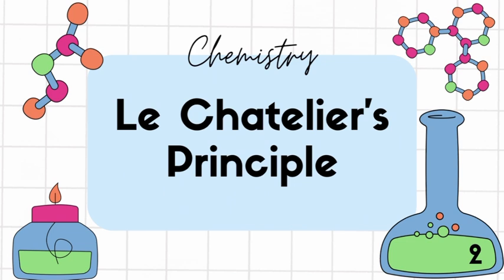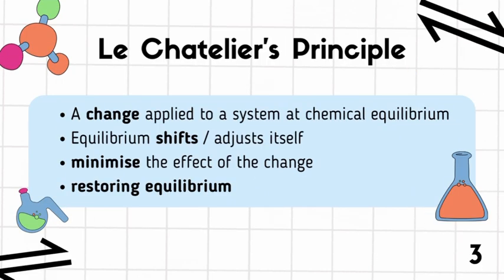This analogy aligns with our topic today, which is Le Chatelier's principle. This principle explains what happens when a system at chemical equilibrium is disturbed. Or, in simpler terms, when a change is applied to a system at equilibrium, the equilibrium would shift or adjust itself. This is to minimize the effect of the change and then eventually restore the balance, or the equilibrium.